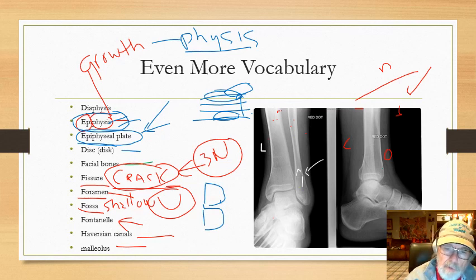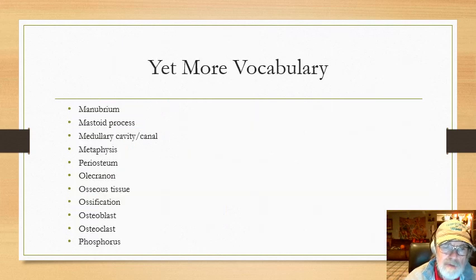But what we're really talking about is this bump right here and this bump right here: the medial malleolus or tibial malleolus, and the lateral malleolus or fibular malleolus on the lateral side. That's what we see. You actually see a little bit of the fibular malleolus right there, from the side.